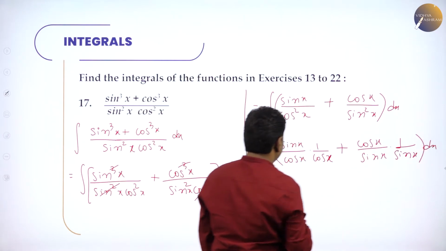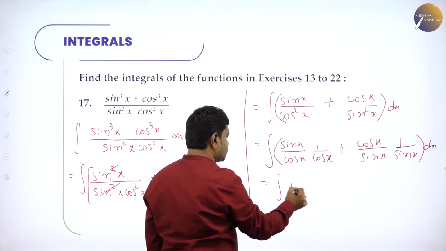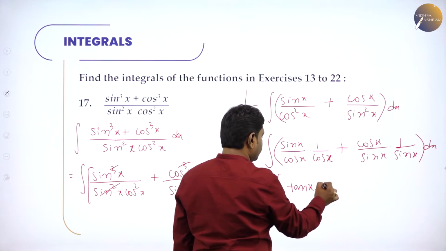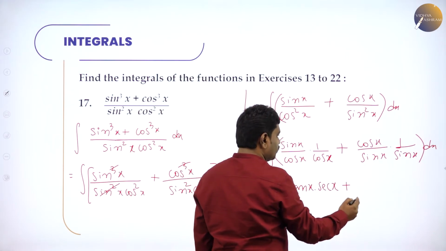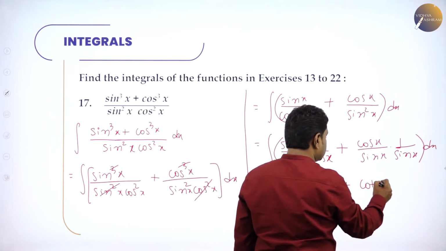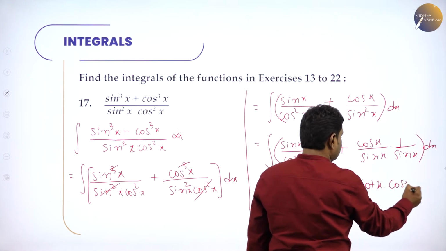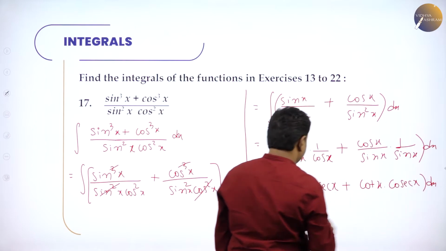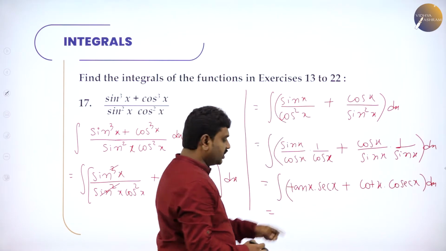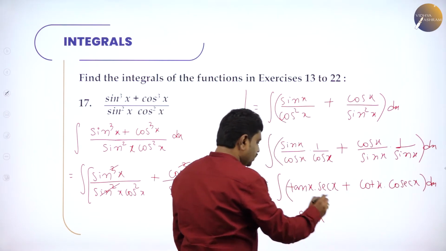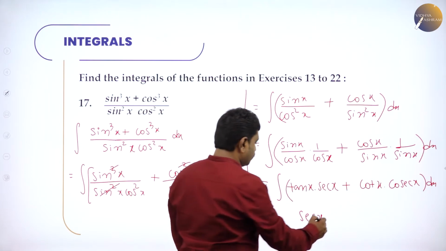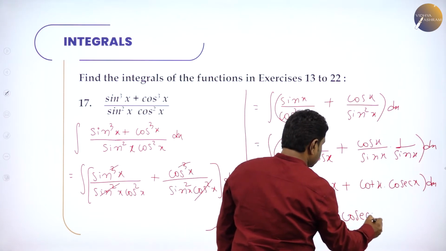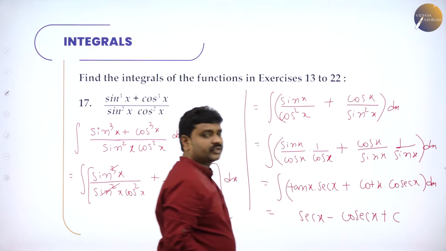That is integration of, all of you know, sin by cos is tan x into 1 by cos x is secant x, plus cos by sin is cot x into 1 by sin is cosecant x dx. So now both are integrable. All of you know, integration of tan into secant is secant x, integration of cot into cosecant is minus cosecant x plus c. Simple and direct.